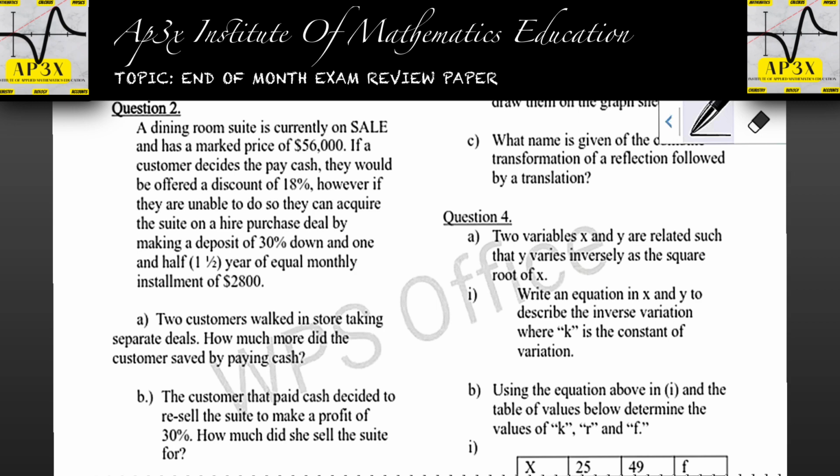The question here is, in fact, 2 customers walked into the store taking separate deals. How much more did the customer save by paying cash? Let's attack this question from the top. Let's break it down from the top. Now, you want to start off your calculation line by line, paragraph by paragraph, so to speak. So here we're looking at the fact that the actual cost of the suite is $56,000.